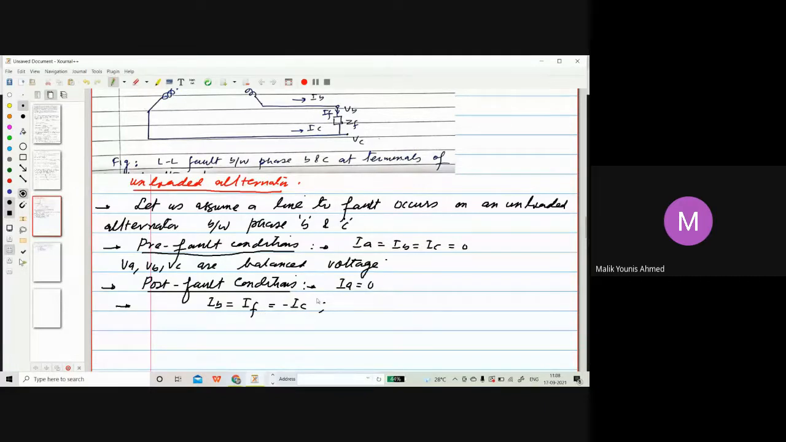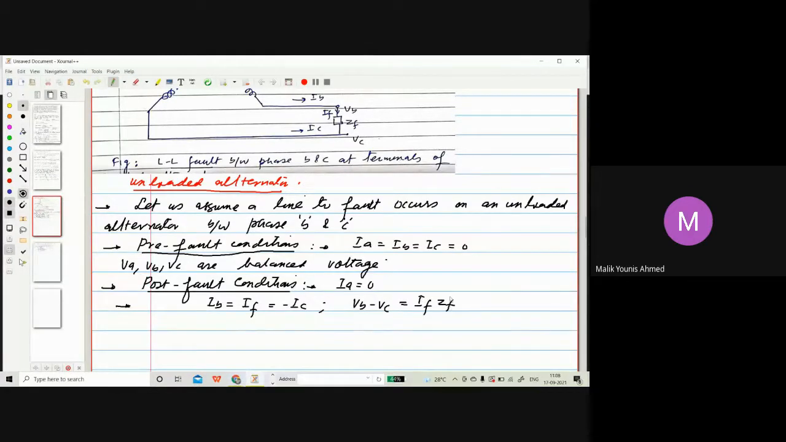And what about the voltage? Apply the KVL here, this voltage and current. VB is equal to IC into ZA. How IC? IC is coming in the opposite direction. This is the voltage drop into ZA. Here is VB, this is VC. So VB minus VC will be IF into ZF.